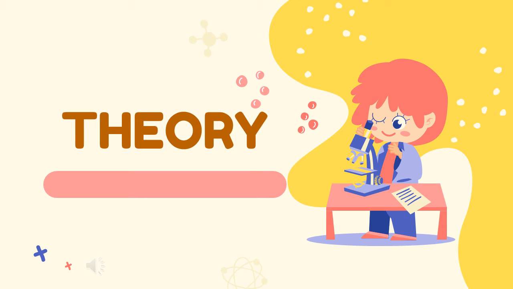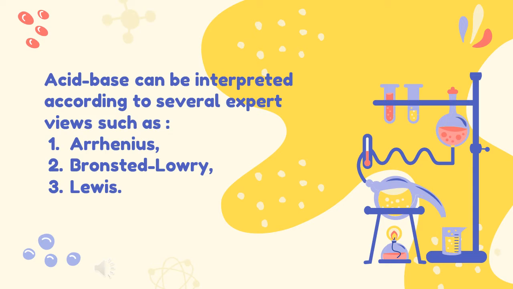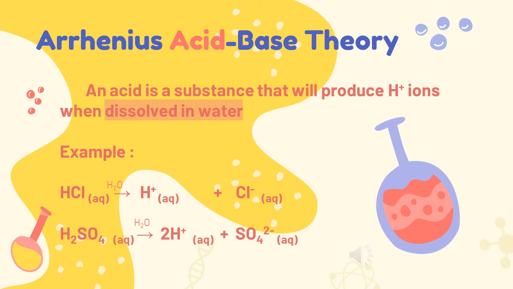And the next we will talk about the theory of acid and base. Acid-base can be interpreted according to several expert views, such as first Arrhenius, and the second Bronsted-Lowry, and the third Lewis. Okay, for Arrhenius acid-base theory, an acid is a substance that will produce H+ ions when dissolved in water. For example, when hydrochloric acid is dissolved in water, it produces H+ and Cl- ions.